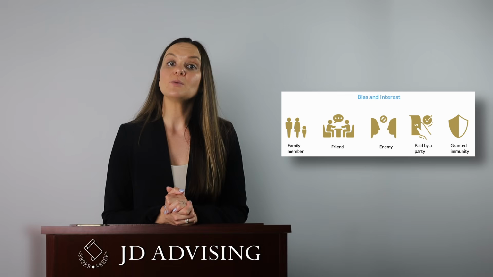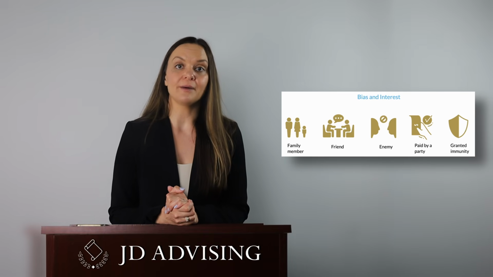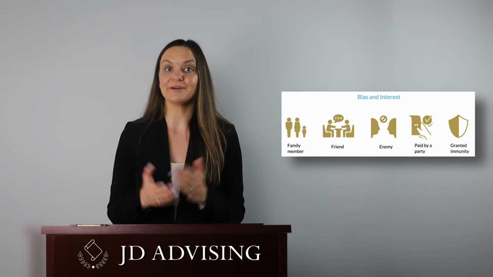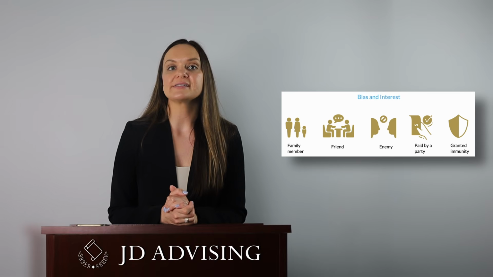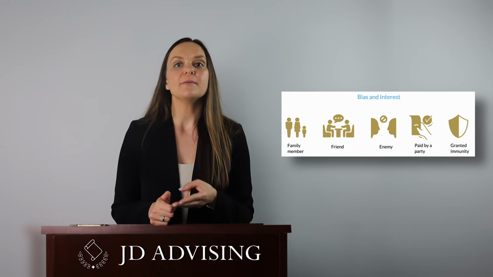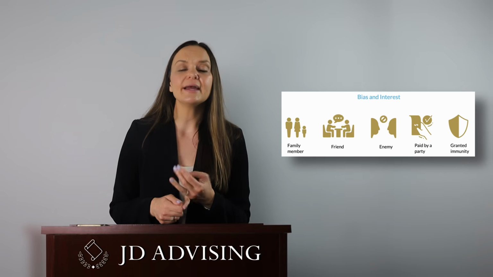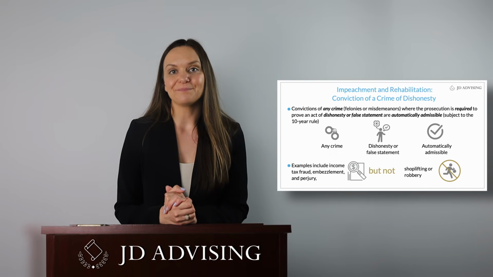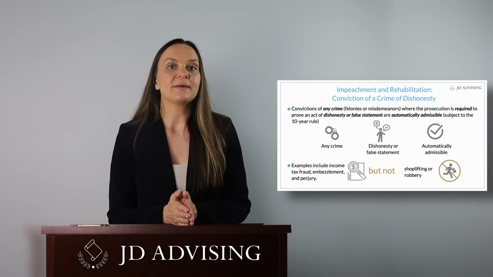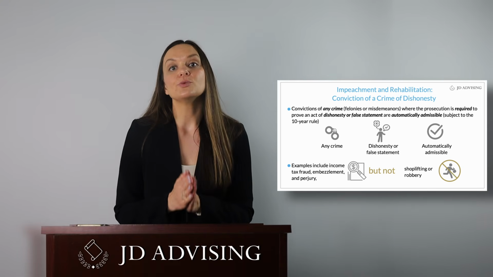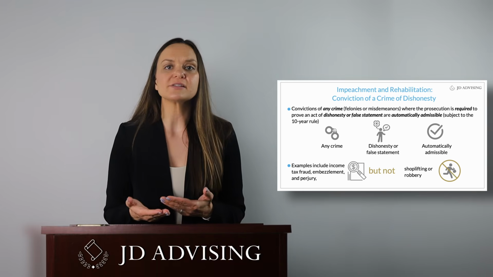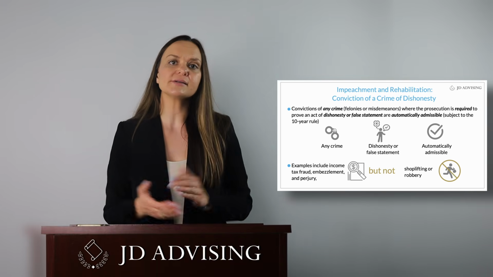For example, if a witness is testifying in favor of their mother, they have a very clear bias. Other examples of bias and interest include things like family members, friends, an enemy, paid by a party, and if someone's been granted immunity. Impeachment by conviction of a crime. If a witness is convicted of a crime that meets certain requirements, then that crime can be admitted to show that the jury shouldn't believe this witness because the witness doesn't take the law seriously.